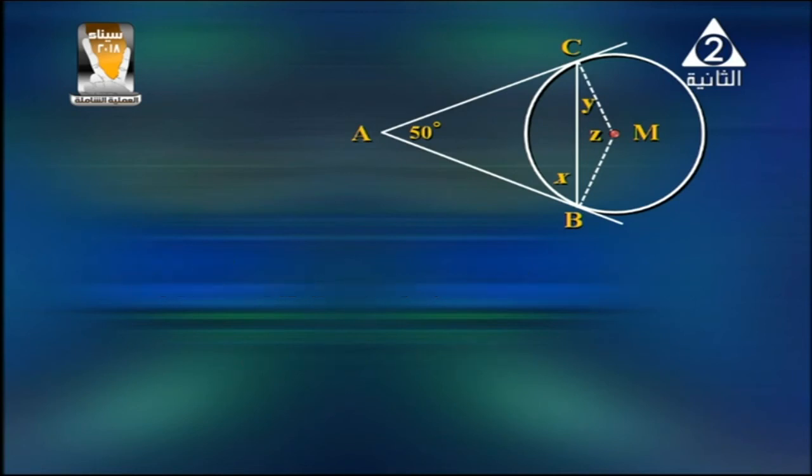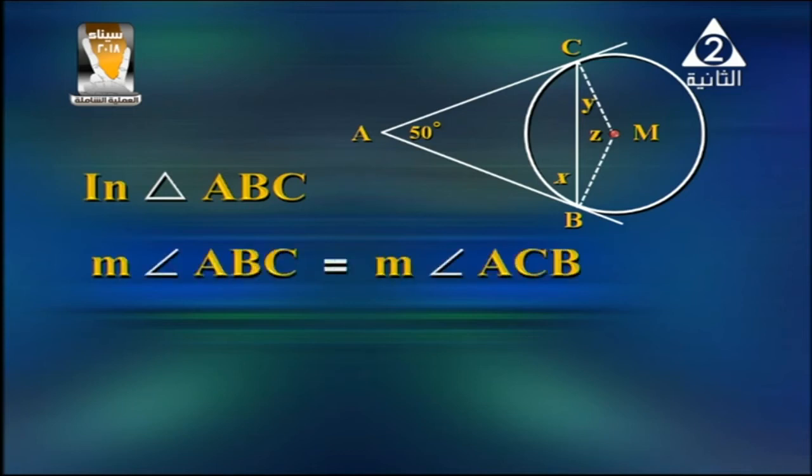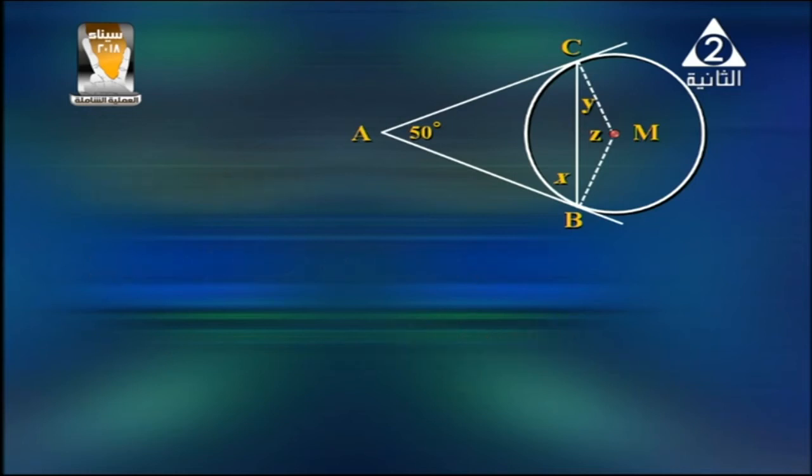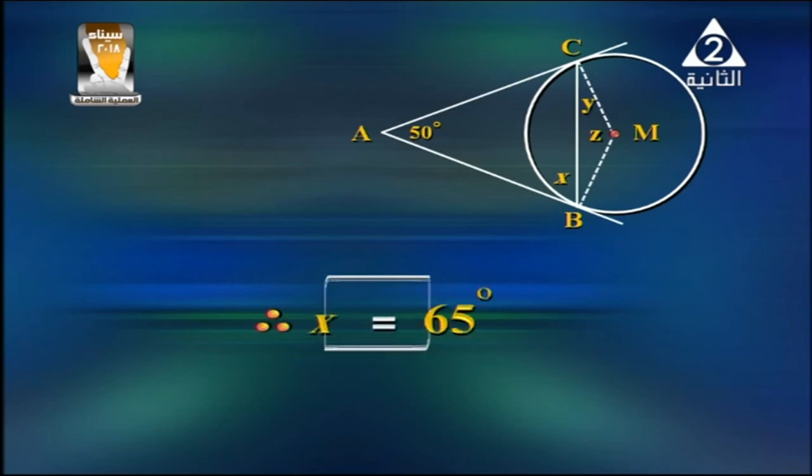Then in triangle ABC, what are you going to notice? Yes, that's correct, as it is an isosceles triangle. So measure angle ABC equals measure angle ACB equals what? 180 minus 50 divided by 2 to obtain a result as 65 degrees. And this means that angle ABC is 65 degrees. Then what about angle ABC? Yes, we can now find the value of X. So the value of X will be 65 degrees.